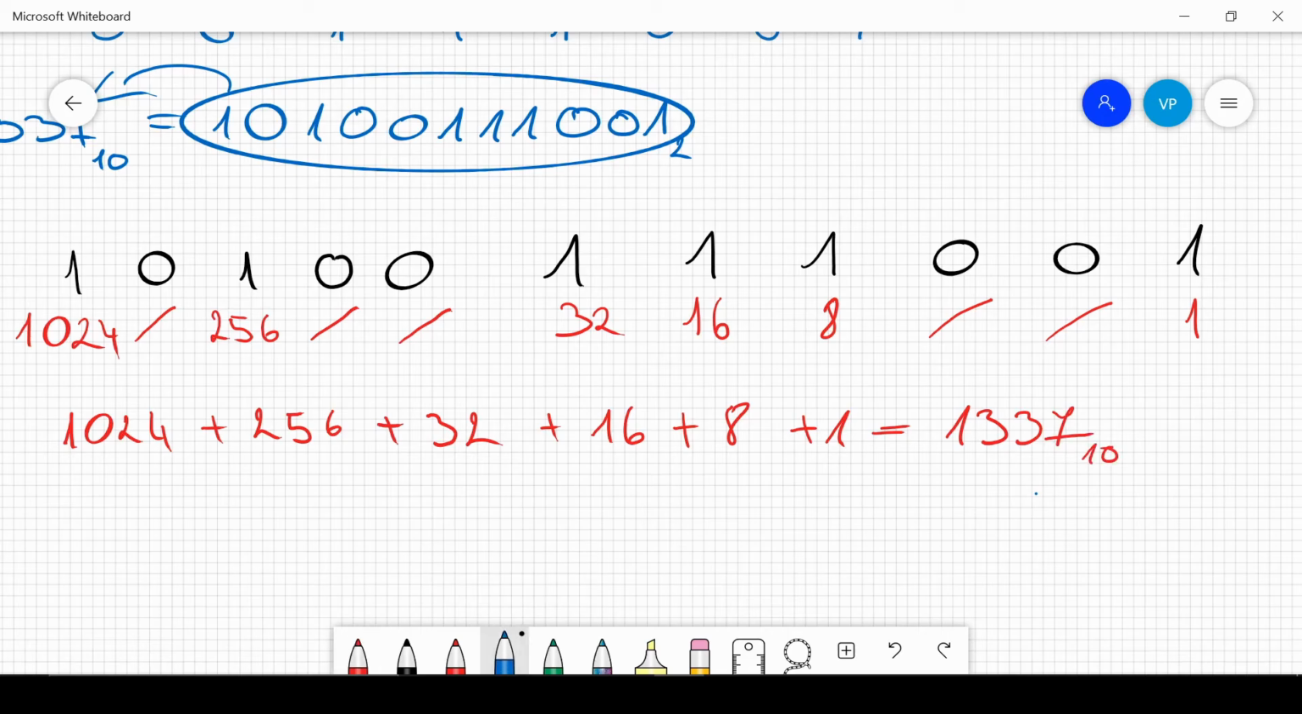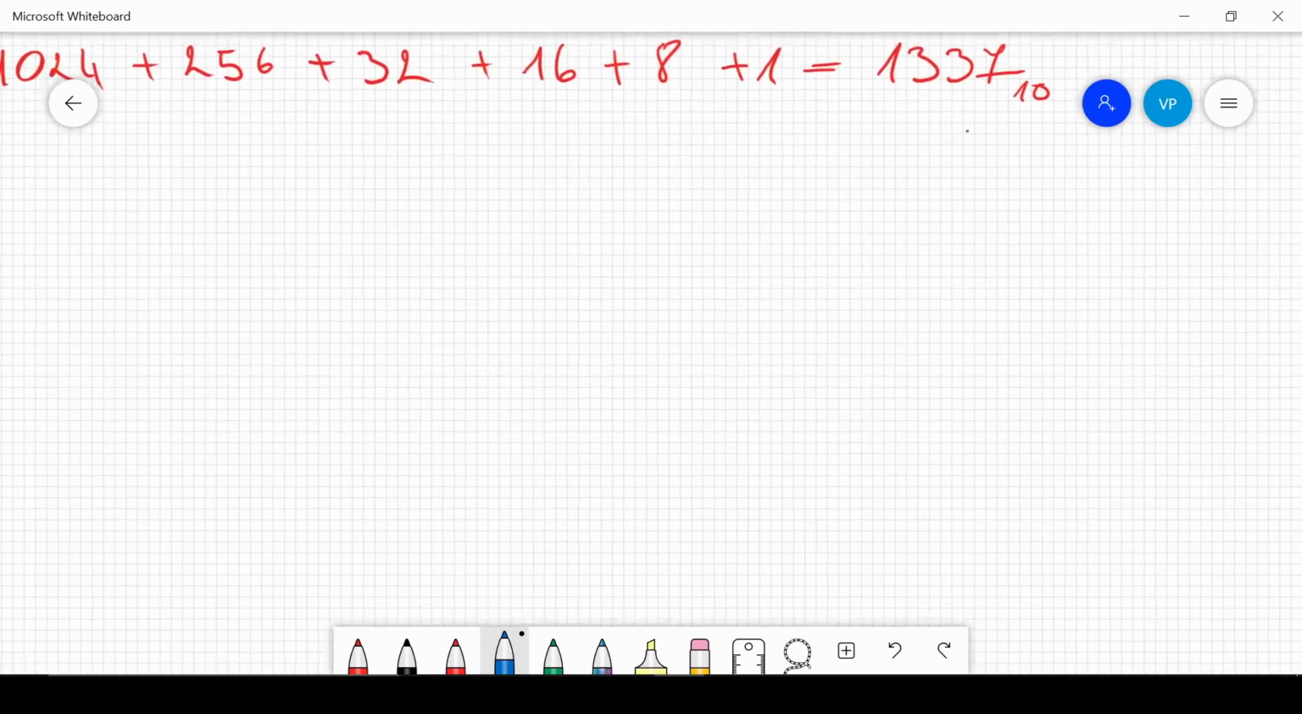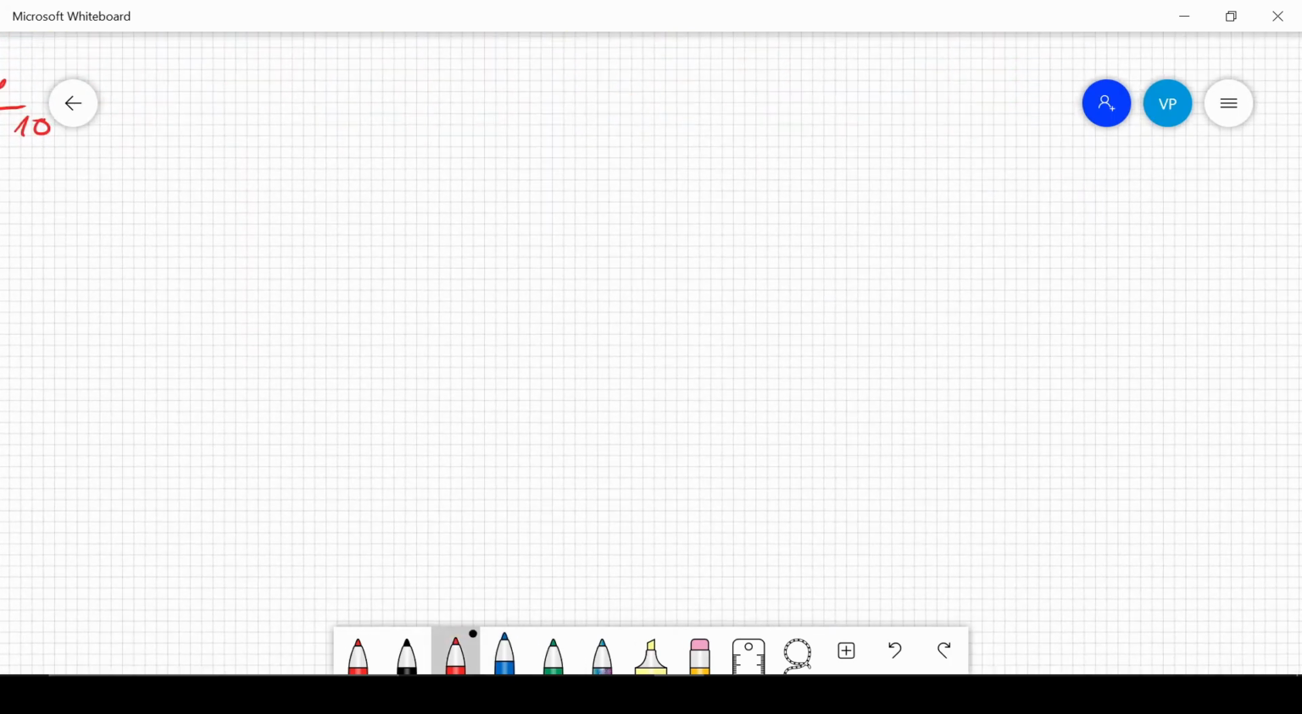Just to make it clear, I will write with another color the numbers that we did not add up, and it will be 2, 4, 64, 128 and 512. Let's convert another number, and this time let's do it with number 1 0 0 1 1 0.